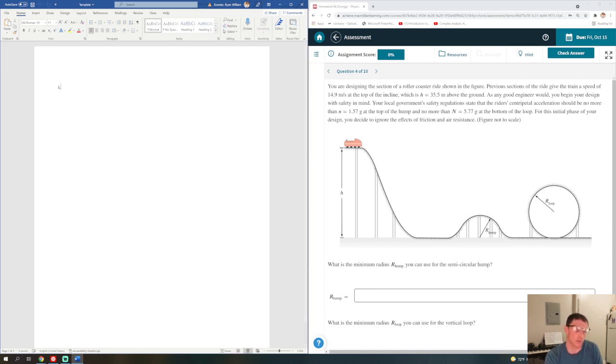Okay, so what is the approach? I mean, the thing is, we've been talking and working with two ideas, right? Conservation of energy and the work energy theorem. So which of those two do we think we want to use here? And why?